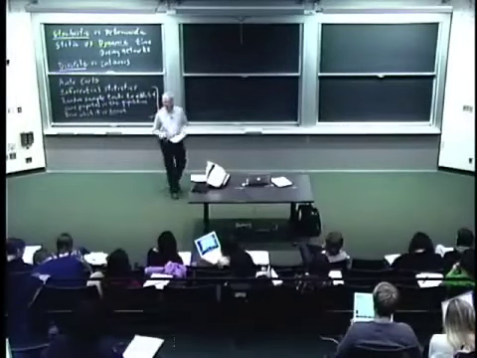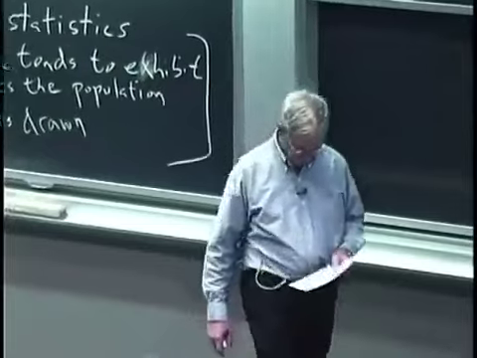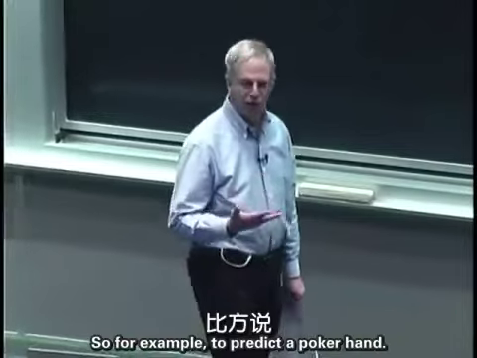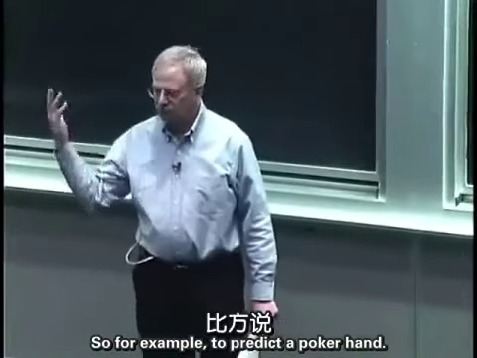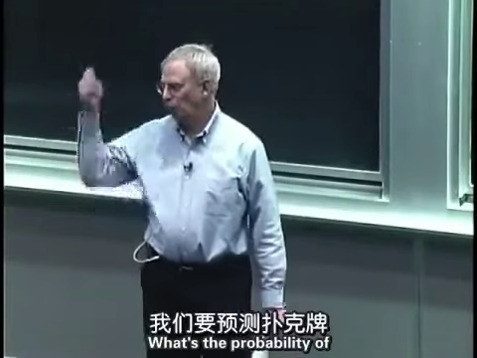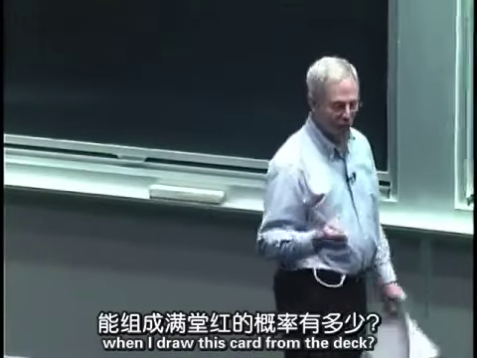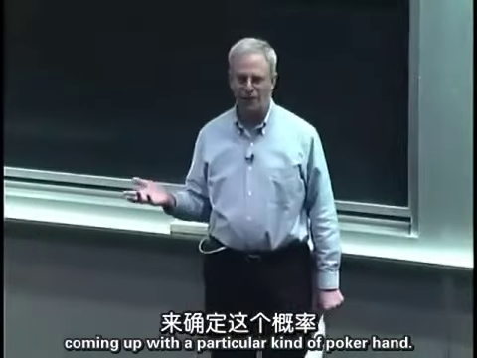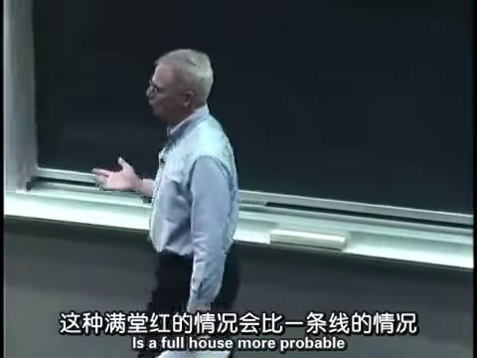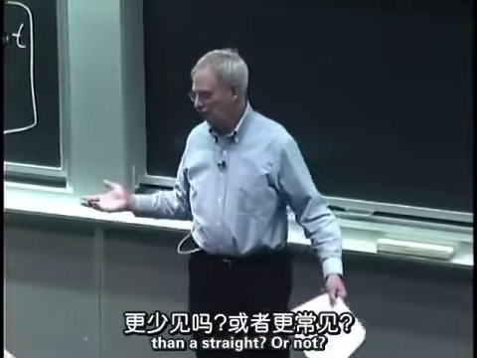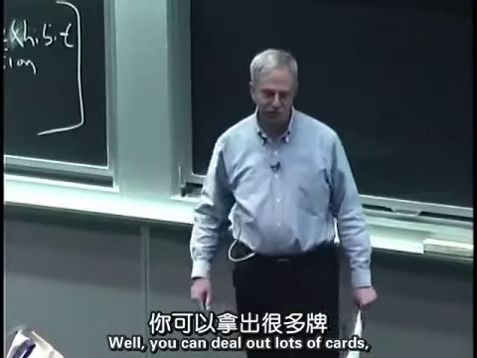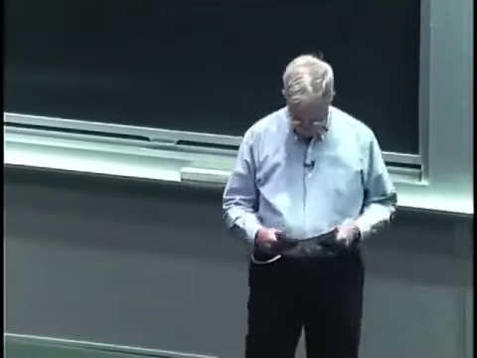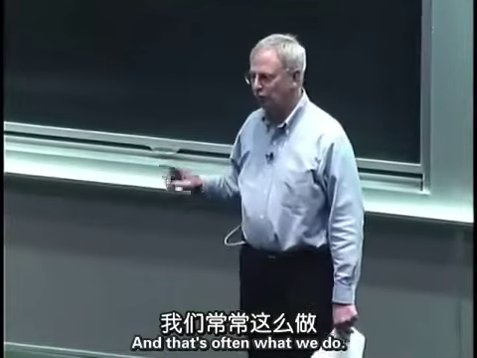So it's easy to see how one might use these kinds of simulations to figure out things that are inherently stochastic. So, for example, to predict a poker hand. What's the probability of my getting a full house when I draw this card from the deck? To predict the probability of coming up with a particular kind of poker hand. Is a full house more probable than a straight or not? Well, you can deal out lots of cards and count them up, just as Ulam suggested for solitaire. And that's often what we do.